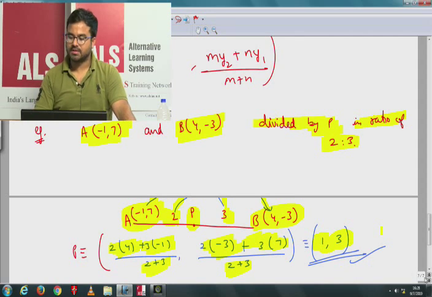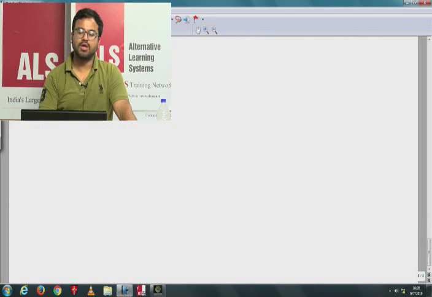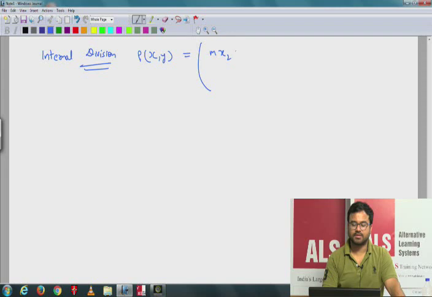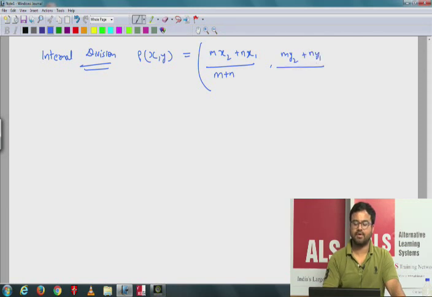Okay, now this was the internal division. For the internal division, we got the formulas like this. If point P is dividing internally, then the coordinates of P are (m x2 plus n x1) over m plus n, and (m y2 plus n y1) over m plus n. You can note this down. So this is the internal division.